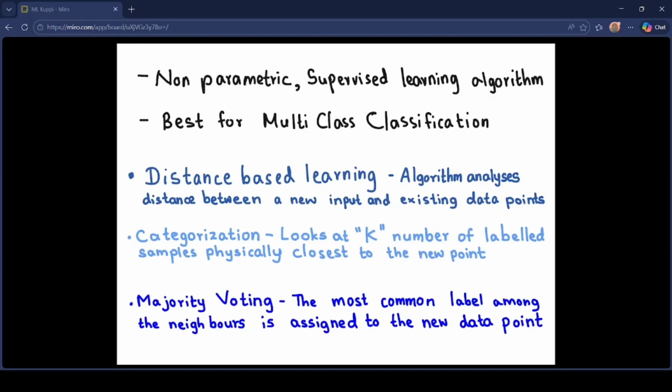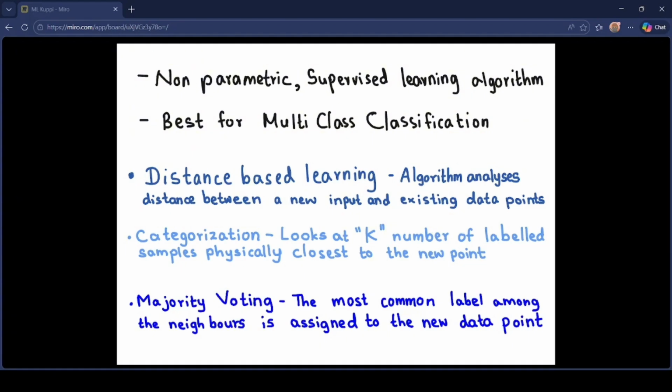And then we have majority voting. So now that we are looking at a K number of data points, we are going to use majority voting to vote on the most common label found among the neighbors. So the most common label is hence assigned to the new data point.